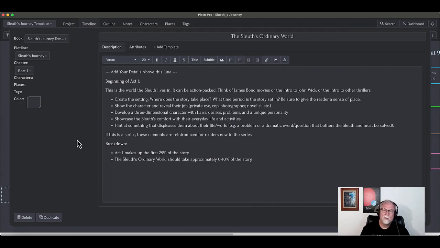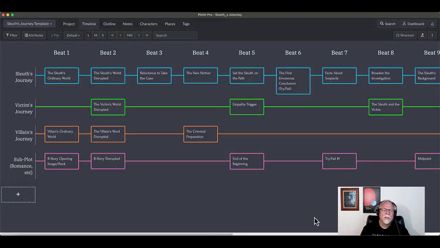Now, if this is a series, like this is the second book in a series, those elements can be reintroduced for readers that are new to it. And they should be, so that people can read each book as a standalone without having to read the rest of the series. Now, we also are going to look at the villain's ordinary world.